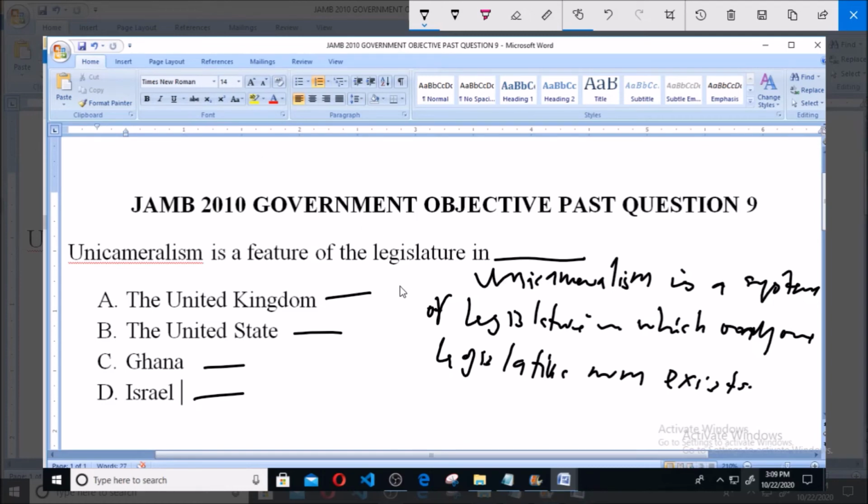And of course, the United Kingdom is not a small state, the United States is not a small state, Israel is not a small country, but Ghana is a small state or country. So unicameralism is a feature of the legislature in Ghana. So that is what they practice in Ghana. So option C is correct.